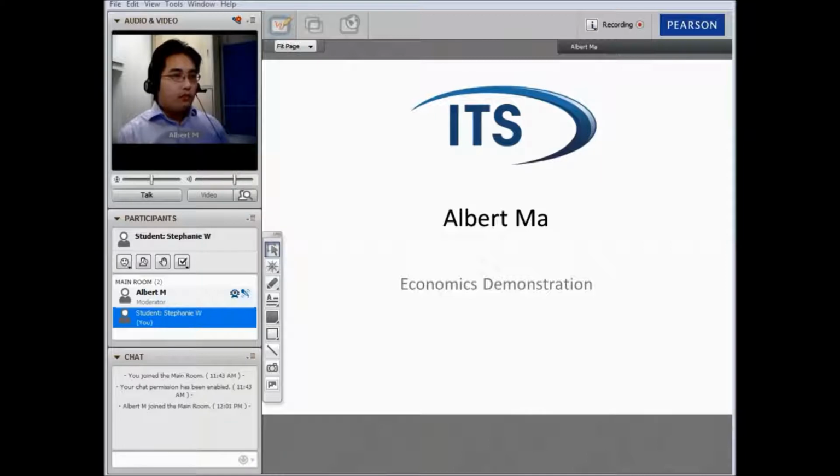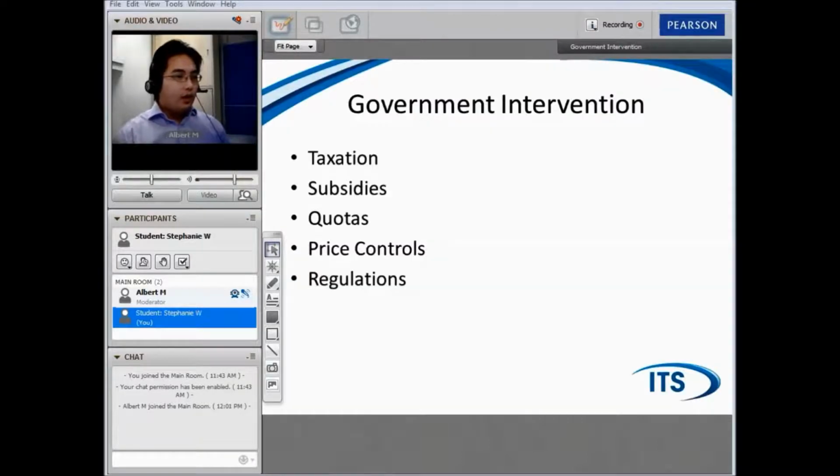Today we're going to talk about government intervention. The government has several tools at its disposal in order to manipulate the market. Chiefly, we've got taxation and also subsidies, quotas, price controls, and regulations. But today we're going to focus on taxation.